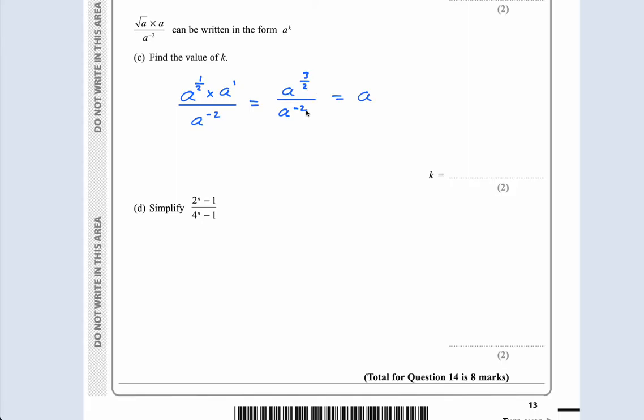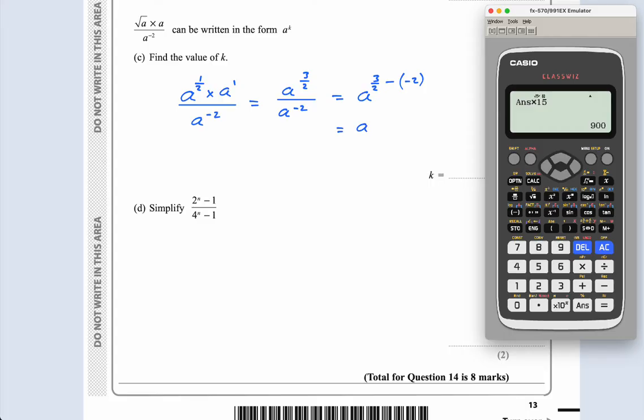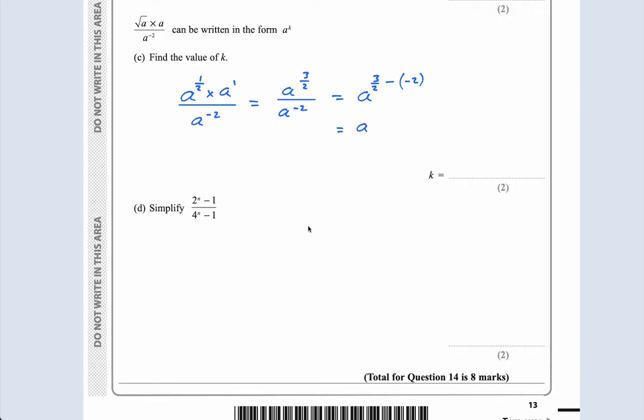We're dividing, so we subtract the power. So it's 3 over 2 minus, we subtract minus 2. But look, it's minus minus. So it's 3 over 2 minus minus 2, which is a to the power of 3 over 2 plus 2. Guys, again, I'm aware I do it quickly, but 3 over 2 minus bracket minus 2 is equal to 7 over 2. So a to the power of 7 over 2.